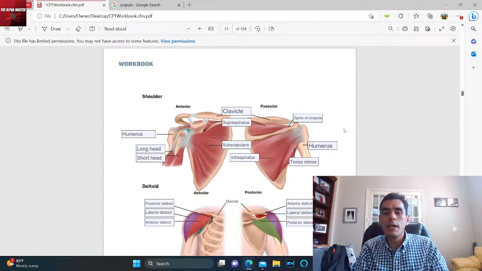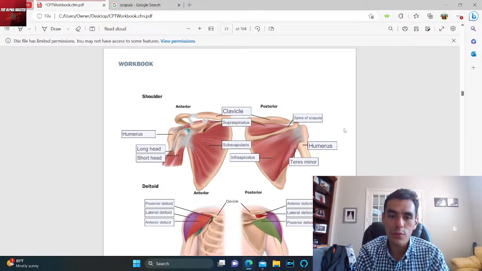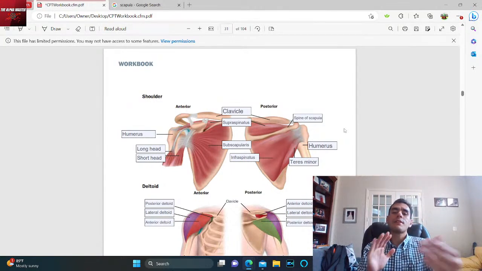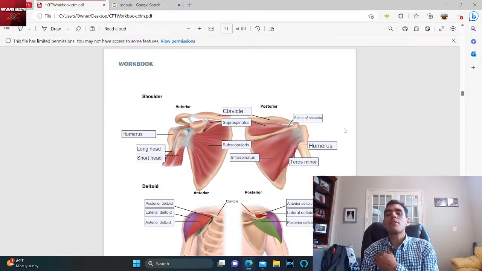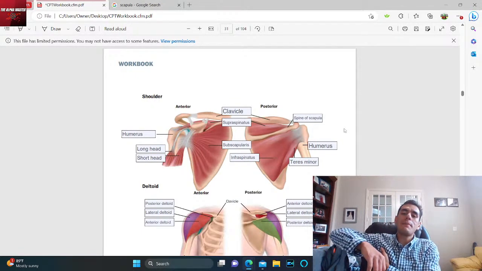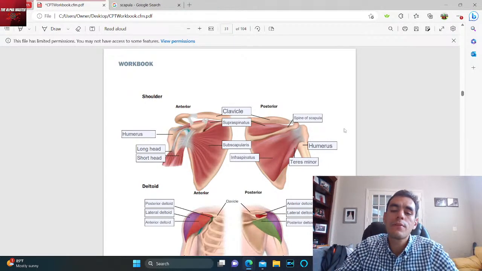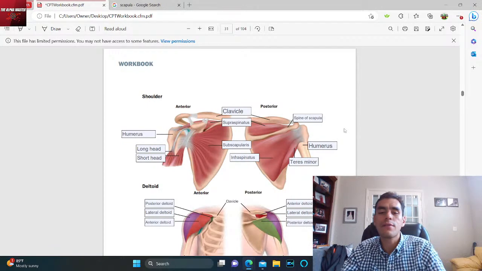You have the spine of the scapula. Then you have the infraspinatus. You have the subscapularis on the anterior side, infraspinatus on the posterior side. You have the humerus, and then you have the teres minor, which is going to be your axilla muscle. The teres minor is around the axilla muscle on the posterior side, and then you have the spine of the scapula in the shoulder.